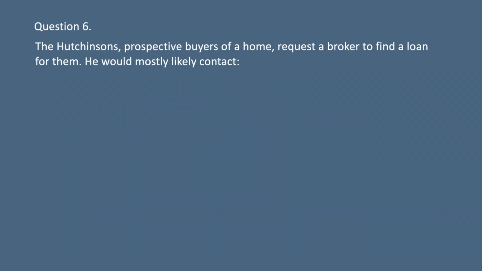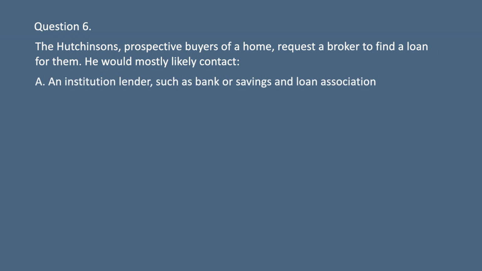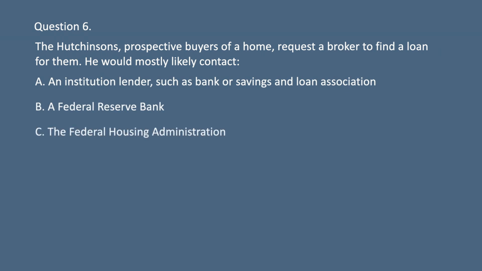Question 6. The Hutchinsons, prospective buyers of a home, request a broker to find a loan for them. He would most likely contact A. An institutional lender, such as a bank or savings and loan association. B. A Federal Reserve Bank. C. The Federal Housing Administration. D. An FHA appraiser.